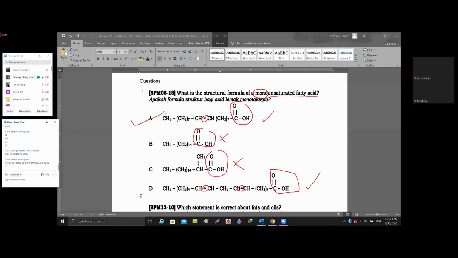Only one is an unsaturated fatty acid with 1 double bond. The unsaturated fatty acid can have 1 double bond, even 2 double bonds, even 3 double bonds. So the answer is A. Then we continue. Just one more question. Let's go to the next one, number 2.